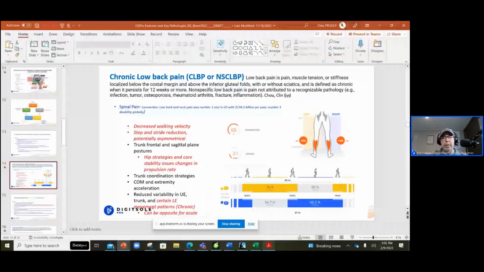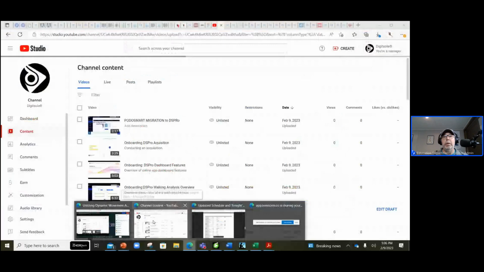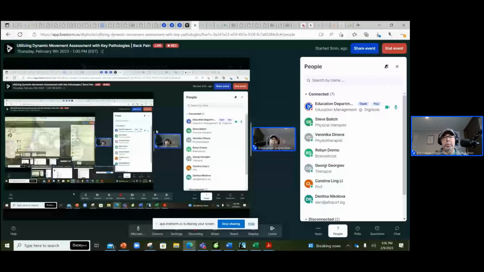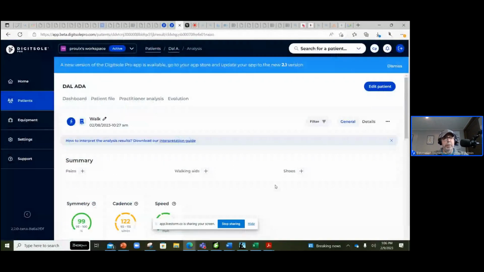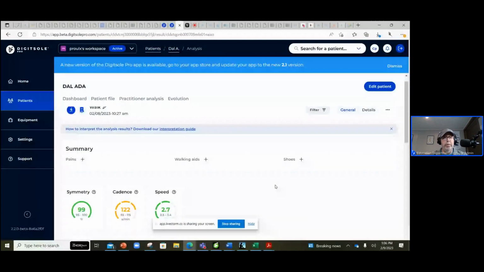So let me pull back up my screen here and let me pull up my case in point. So this is actually a patient I just started with, in fact, yesterday. So I don't have a lot of follow up yet, but great example.